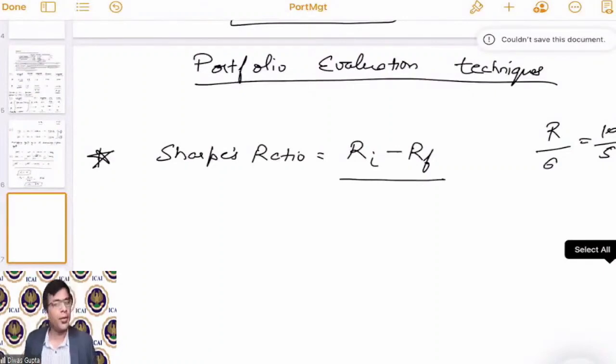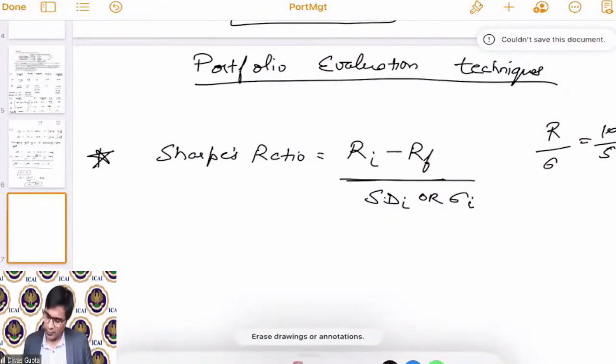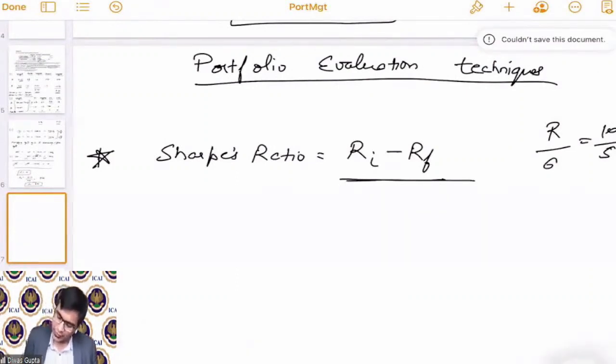So RI means return on the portfolio here, divided by the standard deviation of I. I'm just putting only the standard deviation symbol here so that there is no confusion. Okay, so he's saying that it is the excess return over risk-free return that we are earning for 1 unit of risk being undertaken.